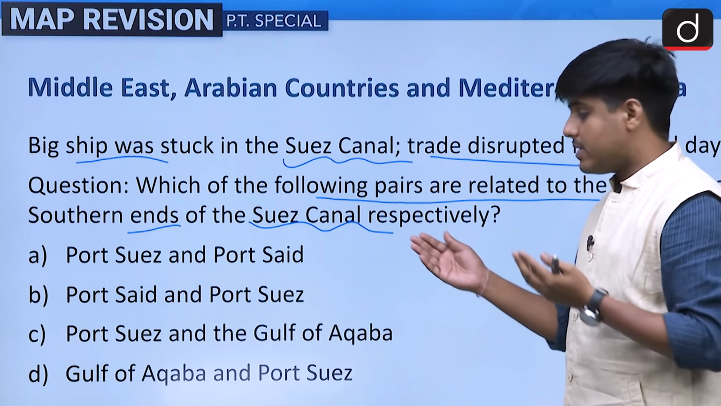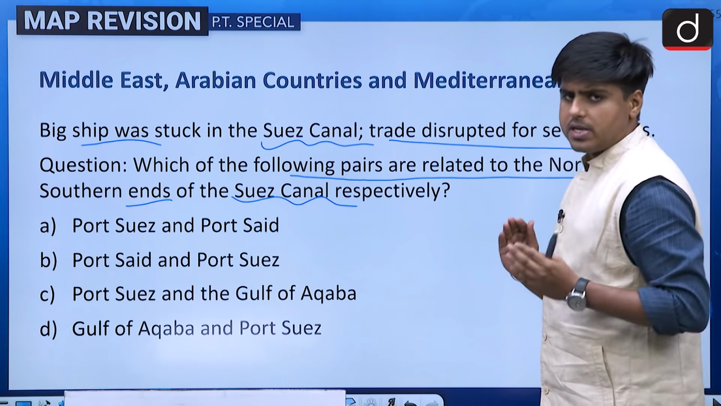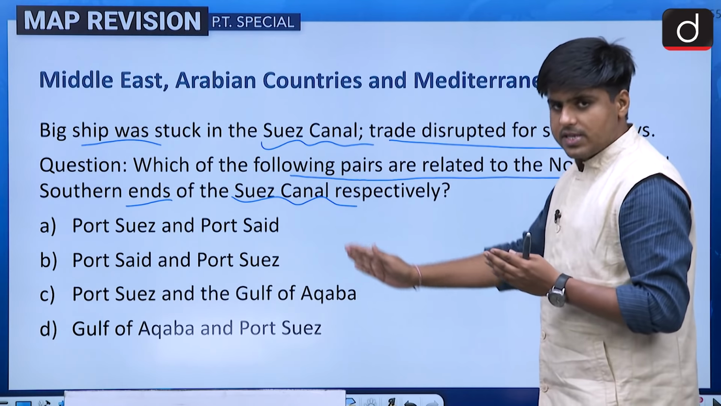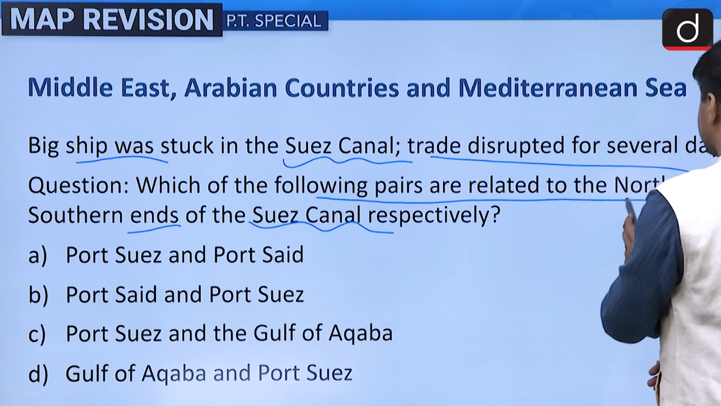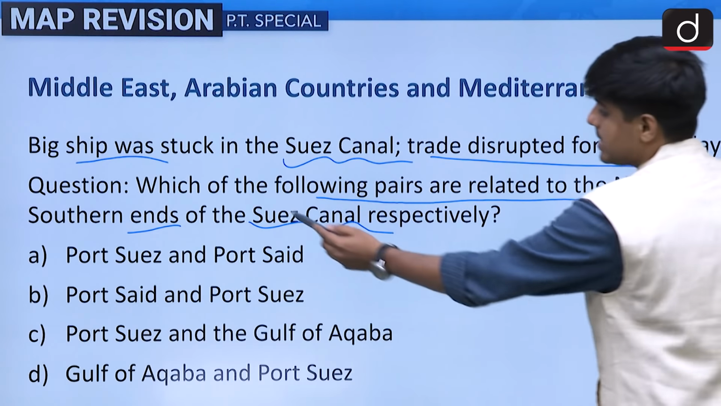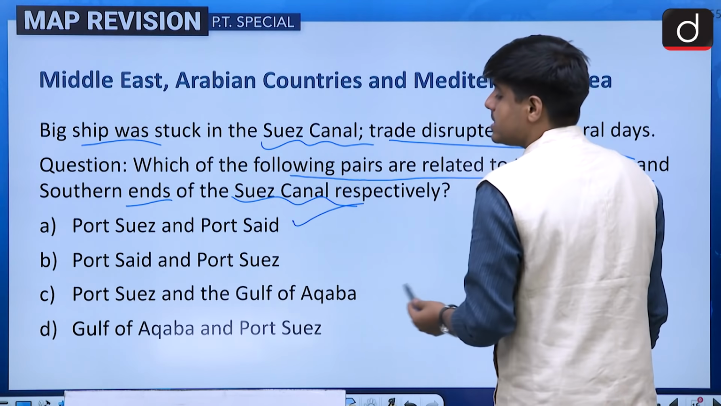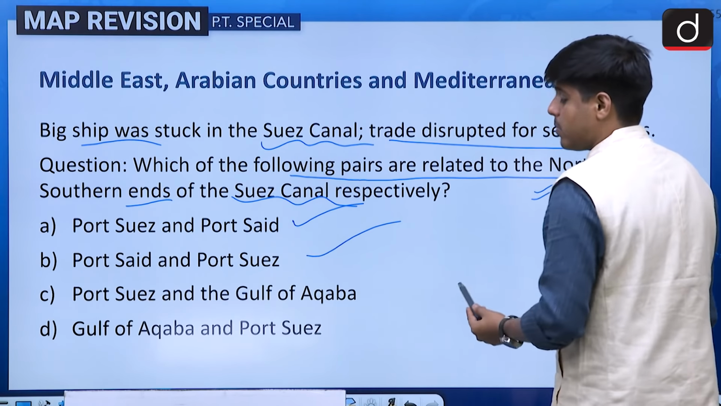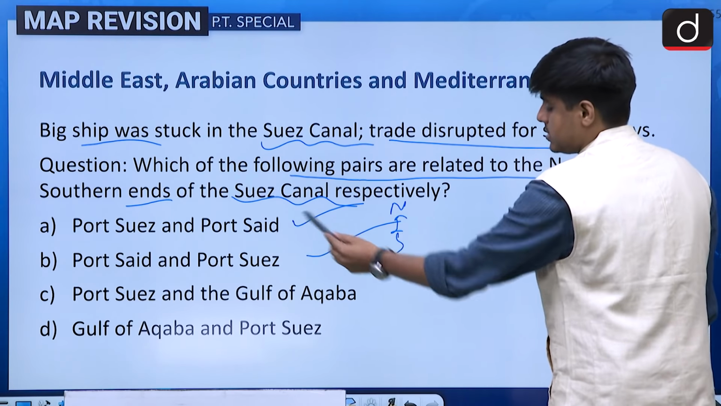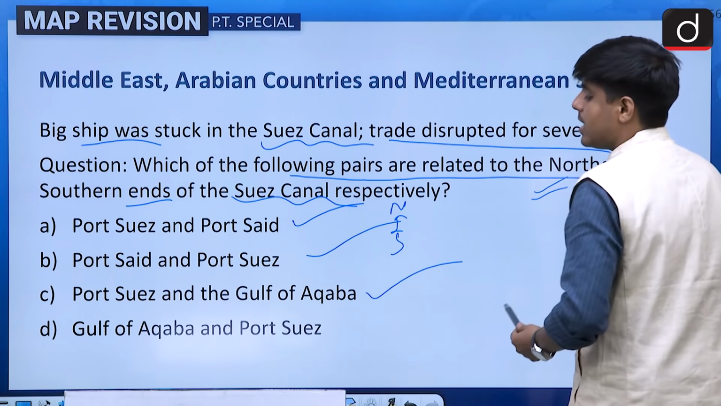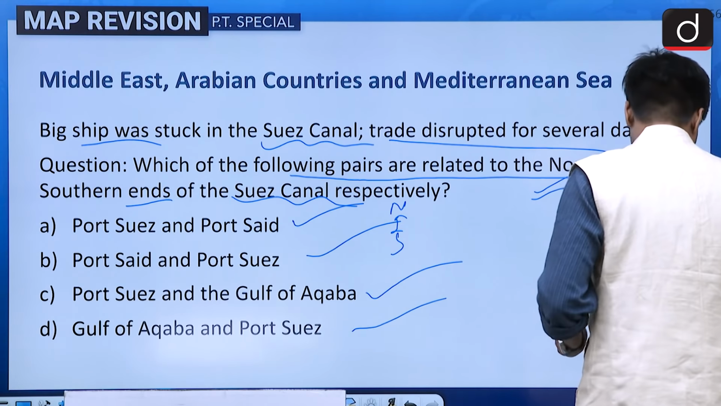We know where it is located, which country has sovereignty over it, which country controls it, which water bodies are connected over it. We will discuss all this information too, but this question is slightly detailed: which are the northern and the southern ends of the Suez Canal? The options are Port Suez and Port Said, Port Said and Port Suez. So basically a north-south difference has been made in these two options. Port Suez and Gulf of Aqaba, and Gulf of Aqaba and Port Suez. Again, a north-south difference has been made.